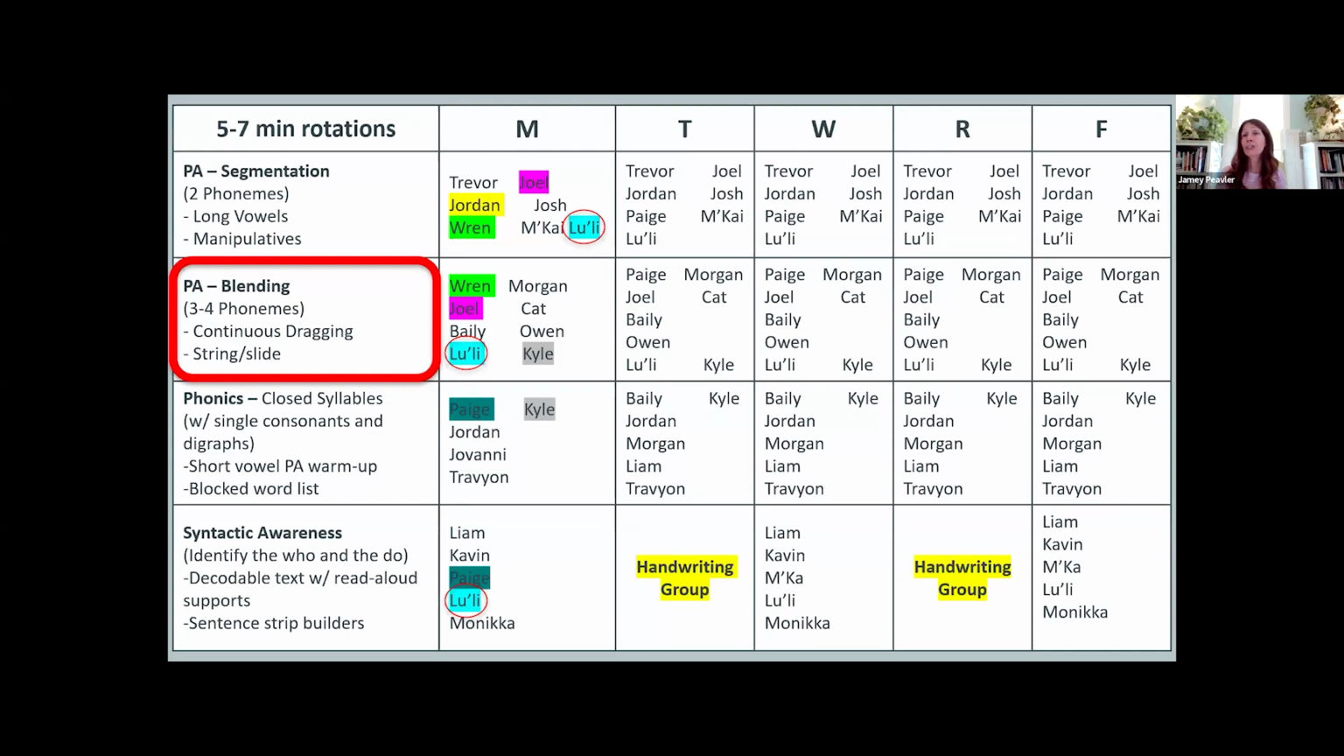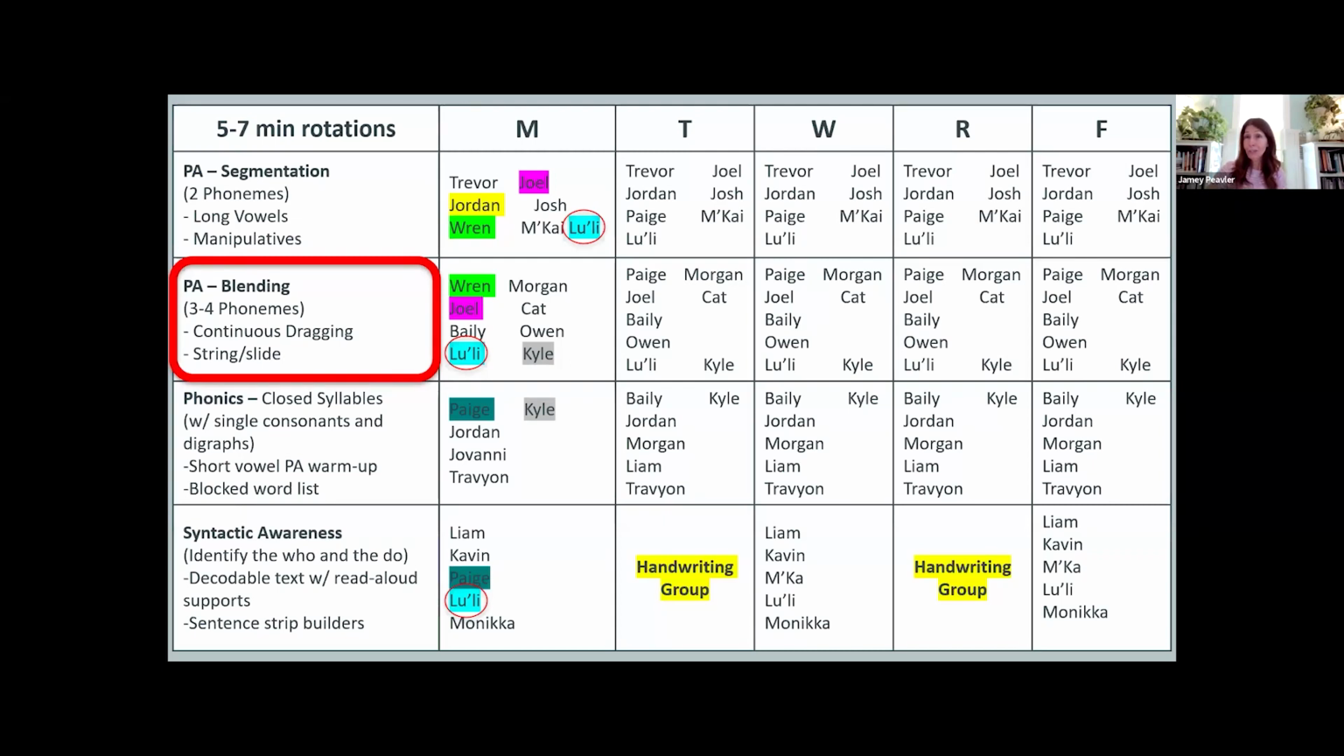I want you to look at the students who are coming over. So I have Ren, Joel, Bailey, Luli, Morgan, Kat, Owen, and Kyle. They're going to come see me for 5 to 7 minutes. We're going to do our task. Everyone else is working independently, and then I'm going to send them away. But take a look at how Luli is actually going to come see me 3 different times.